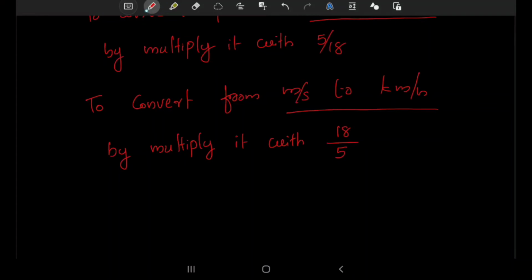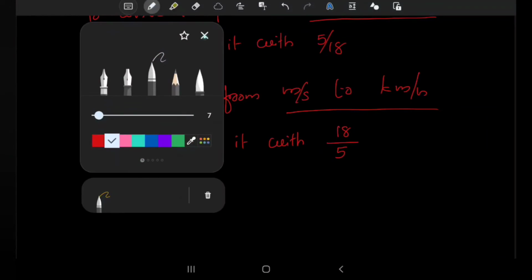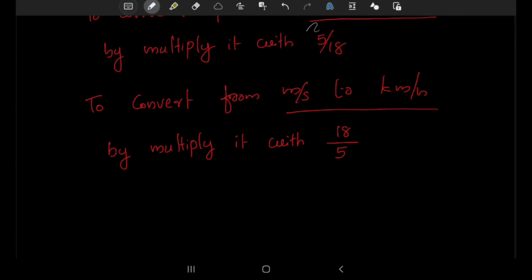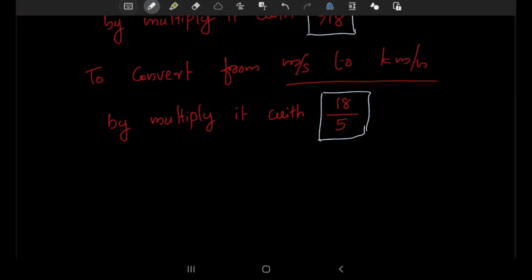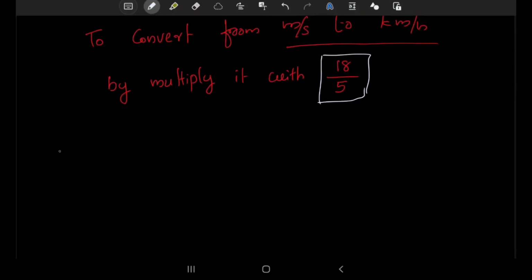That is what we are doing. Multiply with 5 by 18 in one direction and 18 by 5 in the other. That is what we have to keep in mind for converting the units from kilometer to meter or meter to kilometer. That is the important point. So let us go through two examples.